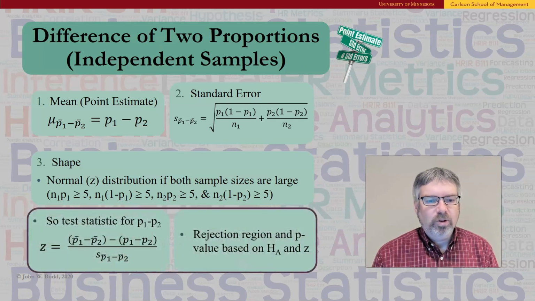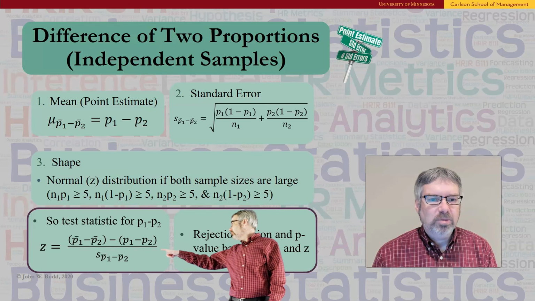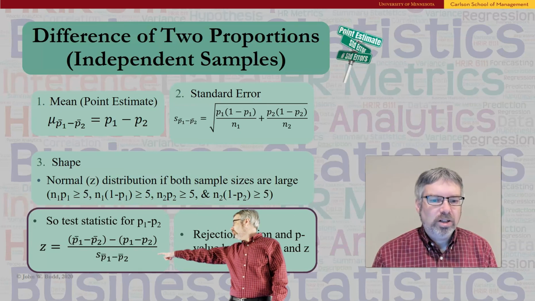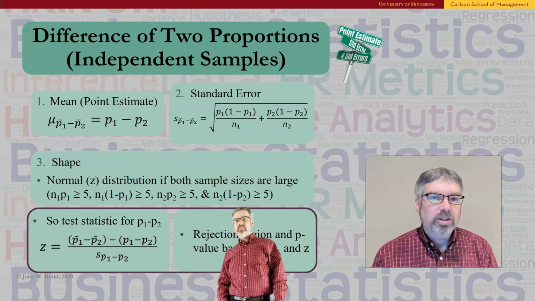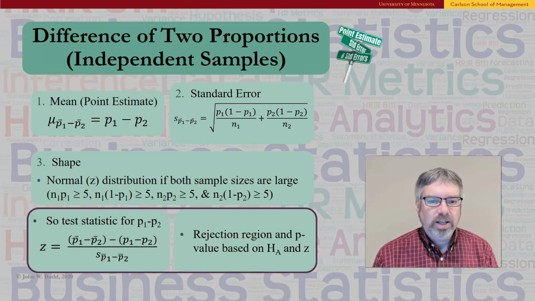And so therefore we can take the difference in the two sample proportions, and standardize it by subtracting its mean using box 1 and dividing it by standard error, which is box 2, and we know that this has the shape of a standard normal because of the result in box 3. And the logic here again is the same. We would define the rejection region. We can calculate p-values based on the alternative hypothesis, whether it's two-tailed or one-tailed.